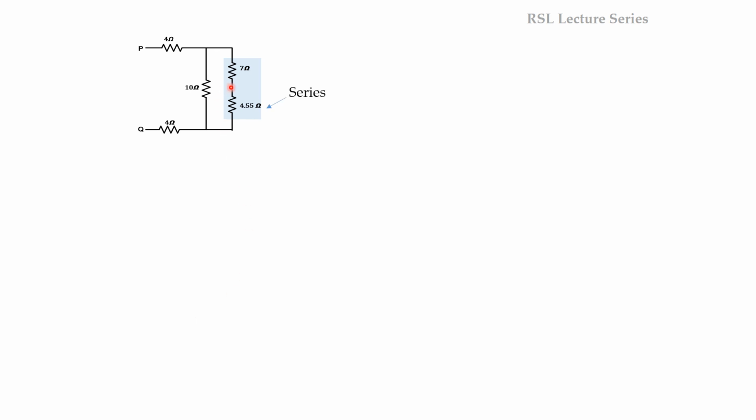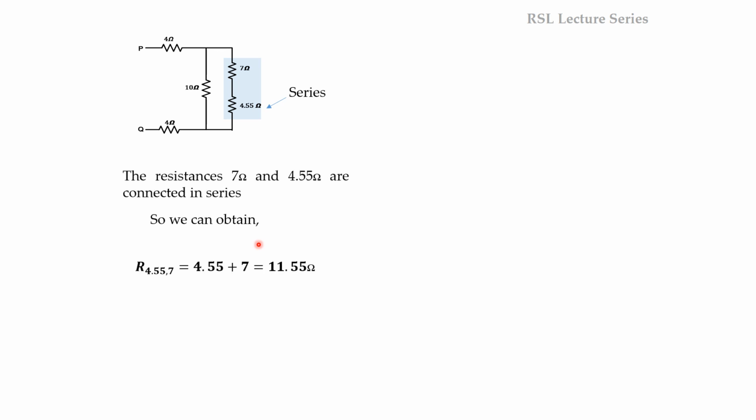Only one end is connected together. Other ends are connected to the other element. So these two are connected in series. So the total resistance is given by 7 plus 4.55, or 4.55 plus 7. So we have to add these two. So the answer is 11.55. So now again we can redraw the circuit like this.